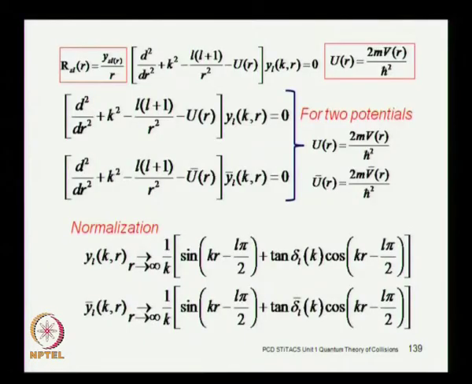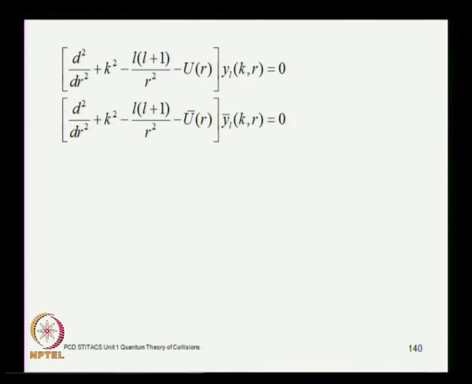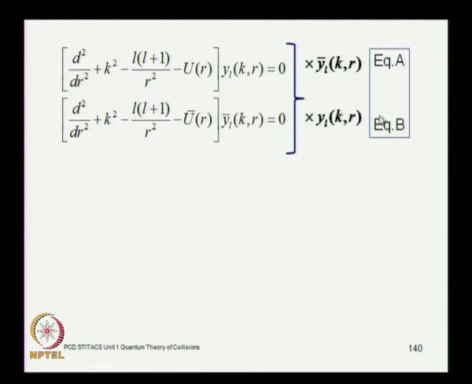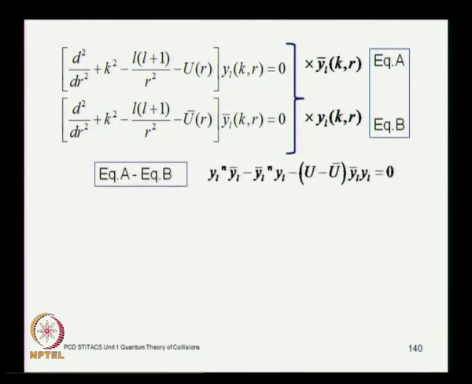So this is the normalization. You have got the phase shift because of the potential u and the phase shift delta bar caused by the potential u bar, and these are the differential equations we are dealing with. And now let us do a little bit of simple mathematics with this. Take the first equation, multiply it by y bar, take the second equation and multiply it by y. Call them equation A and equation B after this multiplication, and then subtract equation B from equation A.